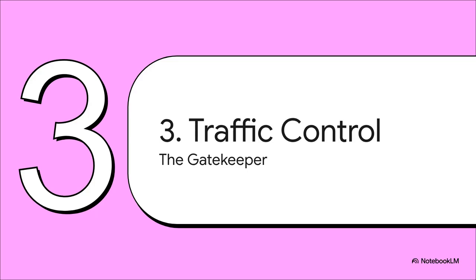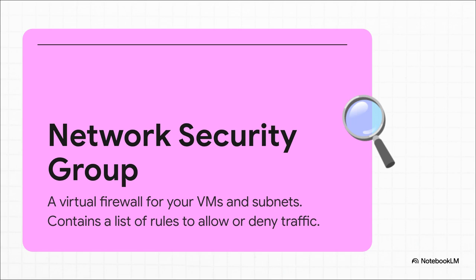All right, so we've got our private land, we've got our fenced-off plots, but we still need a bouncer at the gate, right? Someone who's checking IDs and deciding who gets in and who stays out. And that bouncer, in the Azure world, is called a Network Security Group, or NSG. It's a really smart firewall that you can stick right onto your VMs or even an entire subnet. And what's cool is that it's stateful, which just means it's smart enough to remember who it's already talking to. It all works by going through a list of security rules that you get to write.